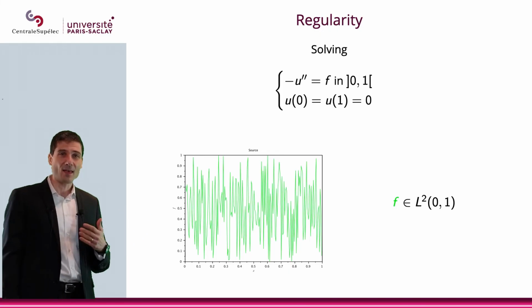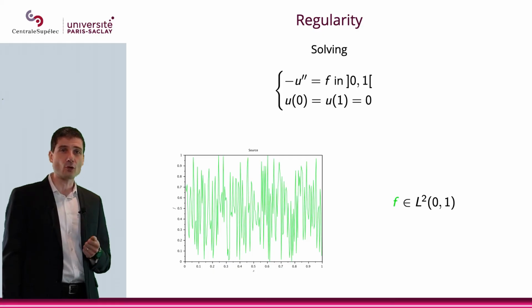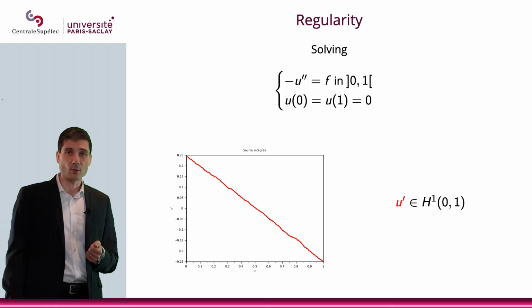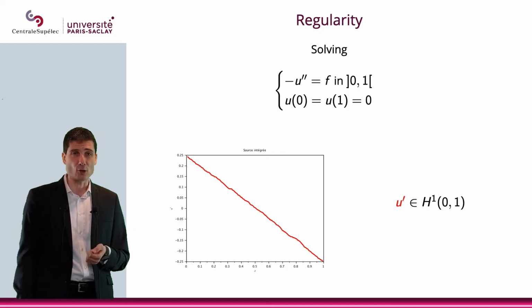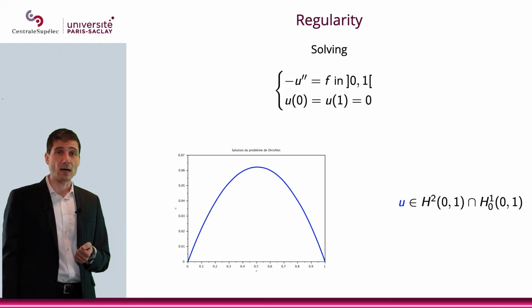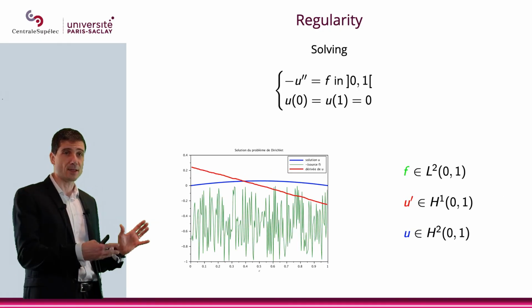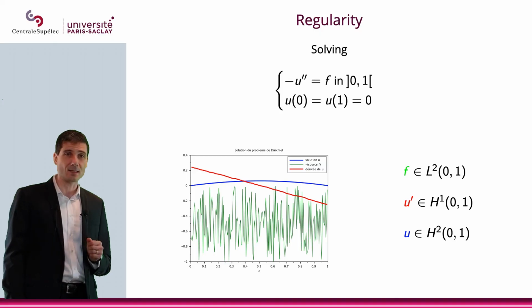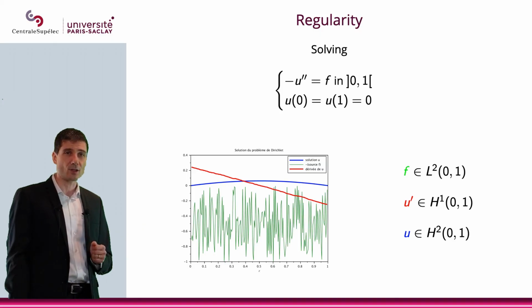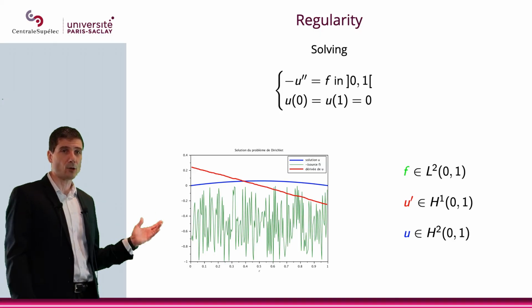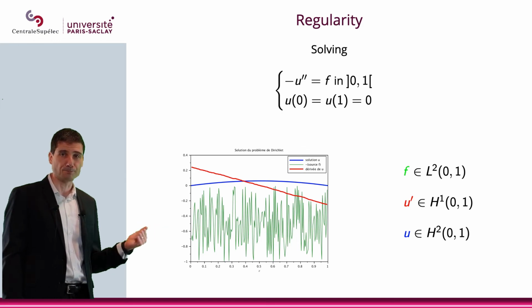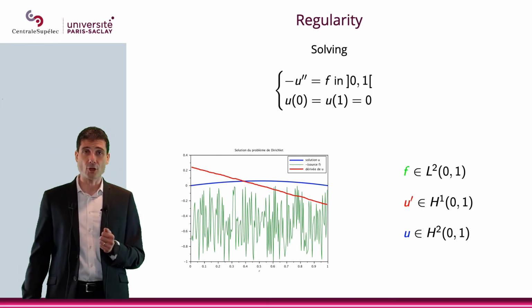So we have this F, and let me show you U prime. It's obviously much more regular. It's basically in H1. And here is U, which is both in H2 and in H1,0. And let me put all of these functions together just to show you how irregular F is and how regular U is. That's the first thing I wanted to show you.